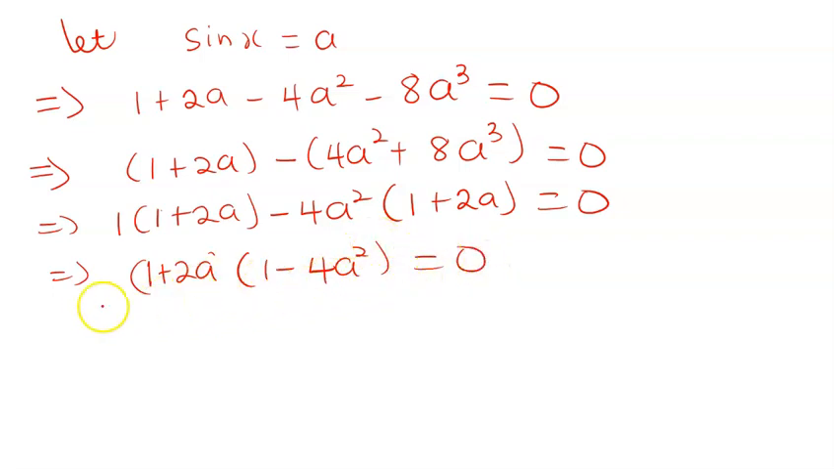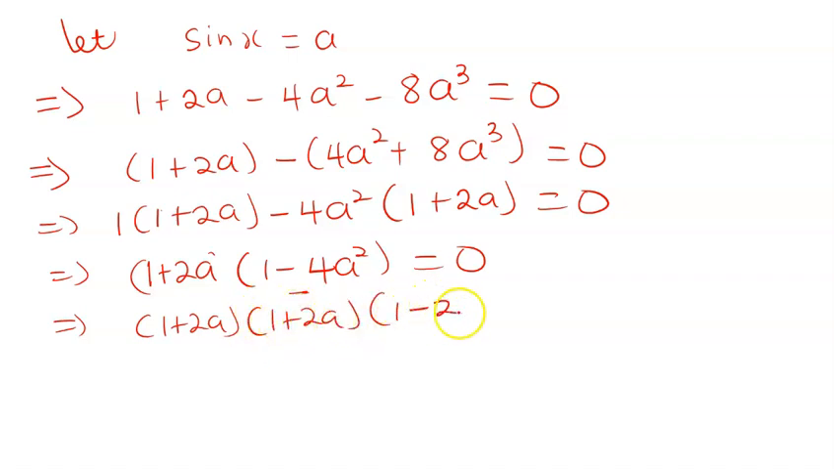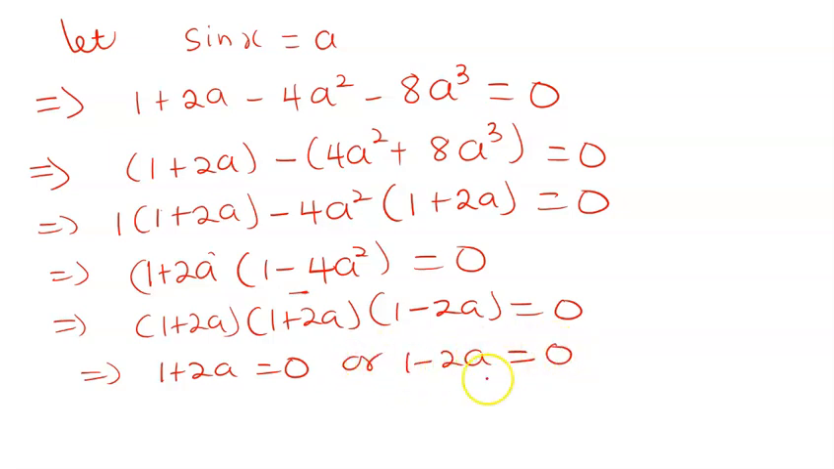Now this is a difference of two squares, so we can write this as 1 plus 2a times 1 plus 2a times 1 minus 2a, which is equal to 0. Now these are the same, so you take 1. So 1 plus 2a is equal to 0, or 1 minus 2a is equal to 0. Then we find the value of a in each case.